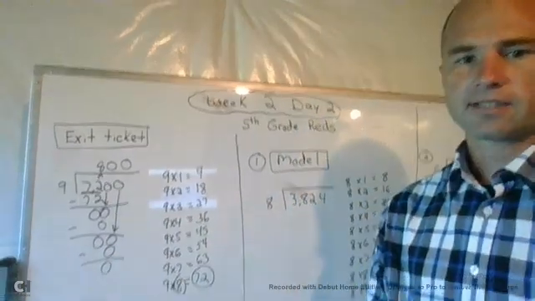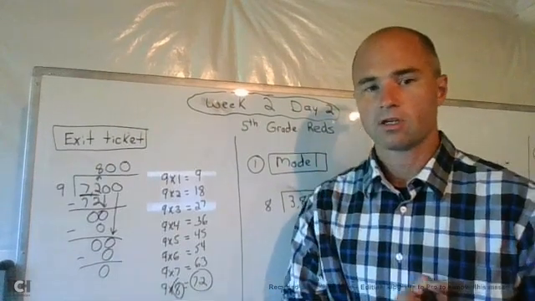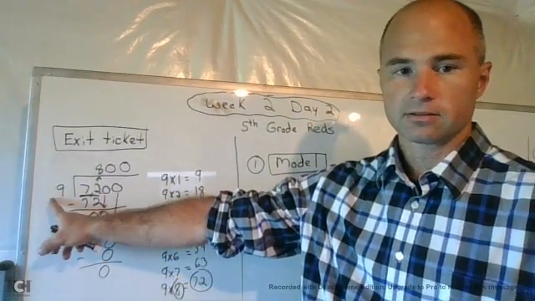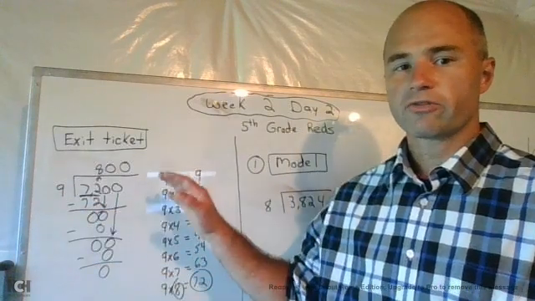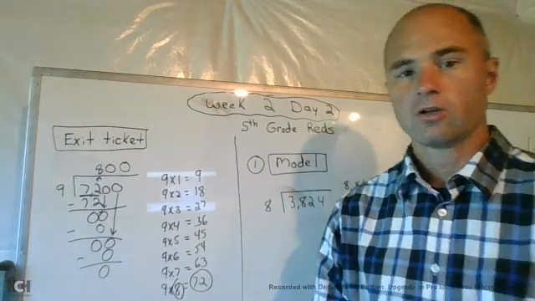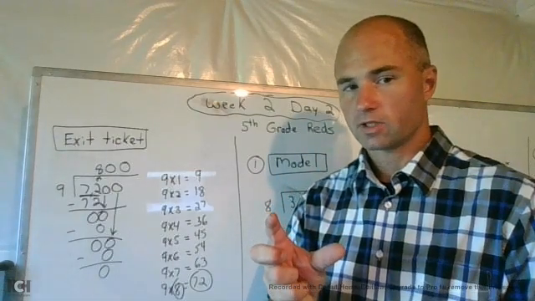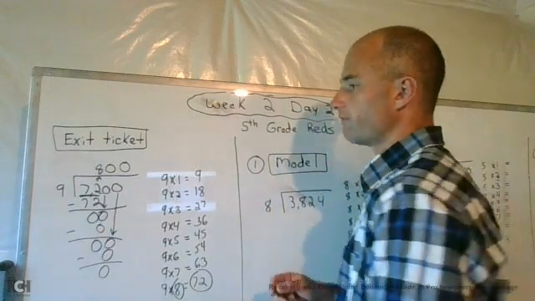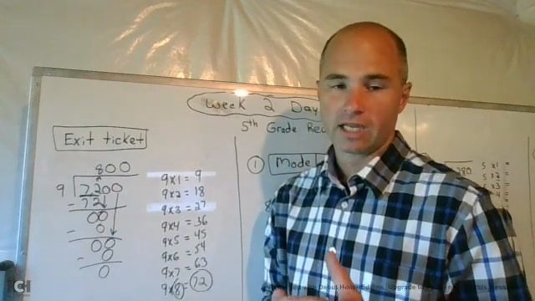So yesterday's exit ticket for day 1 was 7,200 divided by 9. What you should have gotten was 800. Some of you I think got 8, so you want to be cautious here, okay? Some of you even got 80. So you want to take a look and figure out why it should be 800.